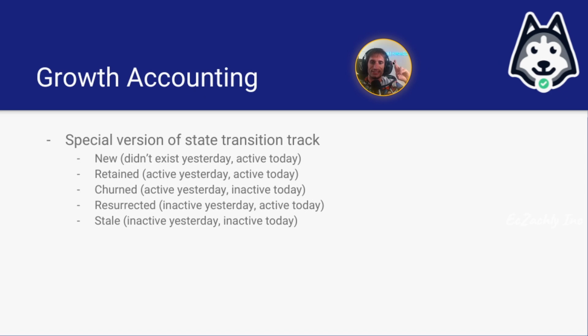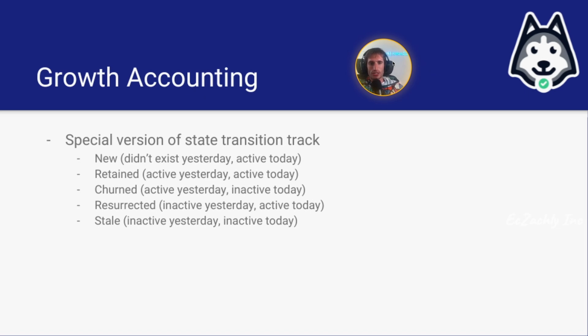Then you have retained, which means that they were active yesterday and they're active today. Pretty straightforward, they just stuck around. Churn is active yesterday, inactive today, so they left. Resurrected is the opposite of churn, where they were inactive yesterday and active today. And then stale are the people who didn't come back. They were not active yesterday and they're not active today, so they churned out, or they are stale because they don't care.